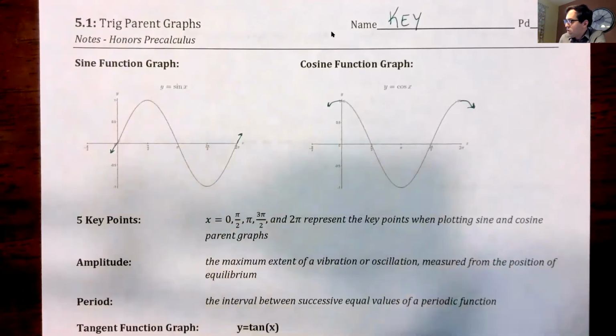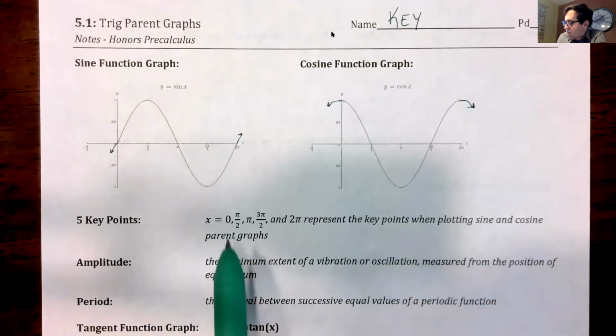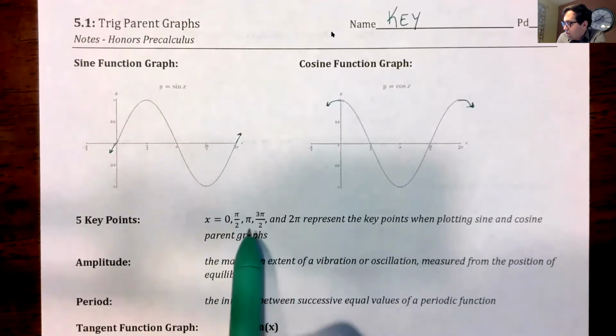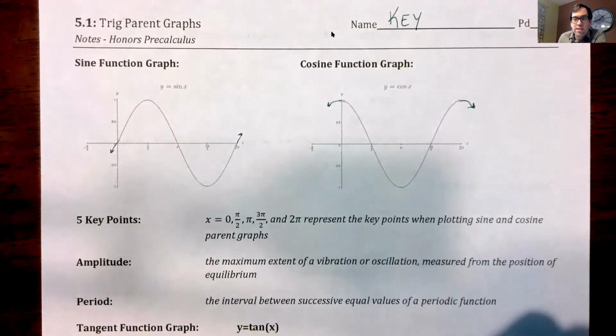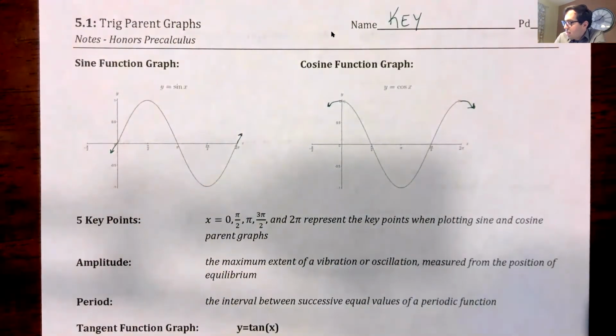For our purposes, we're going to say that there are 5 key points on each one of these graphs, and the x values are 0, pi over 2, pi, 3 pi over 2, and 2 pi. And those are for when you're plotting sine and cosine parent graphs. We want to see at least those points, and then the rest can kind of be a rough sketch. So I'm going to plot these points on our curves here, and I want you to do the same.